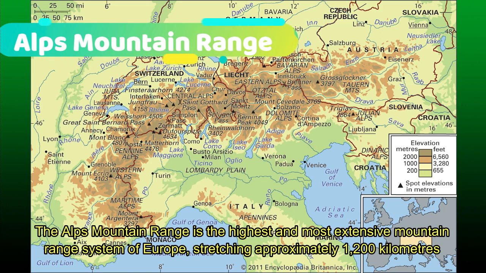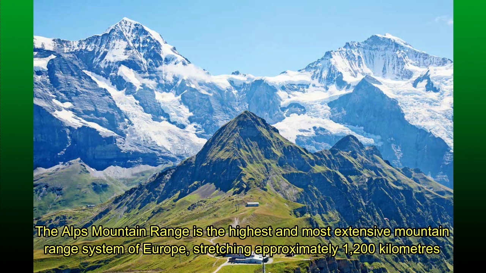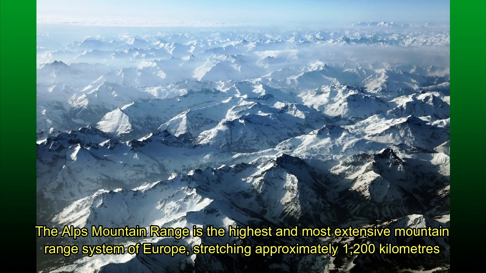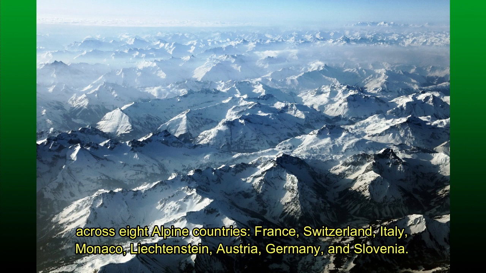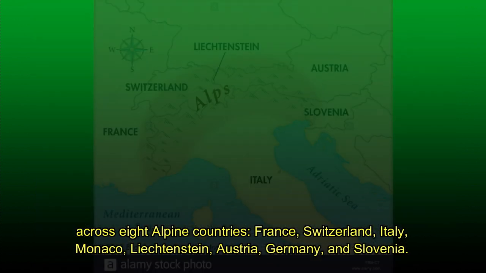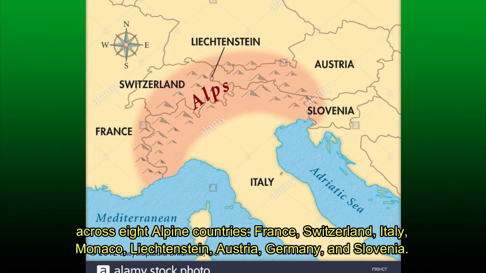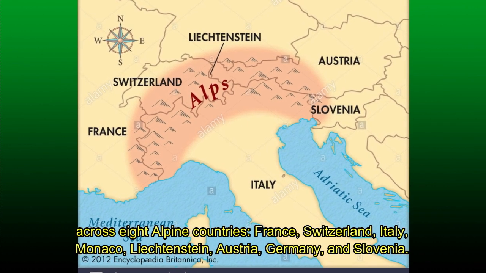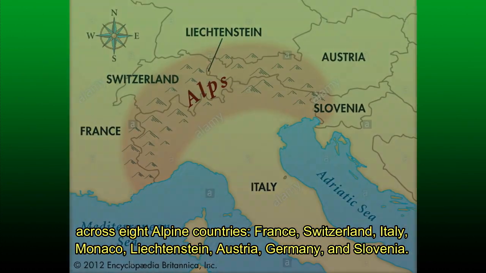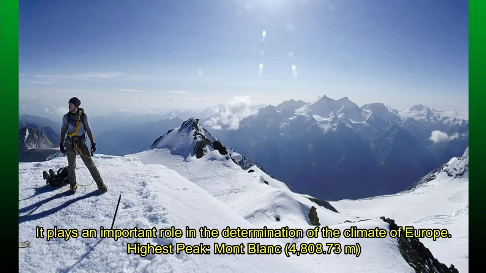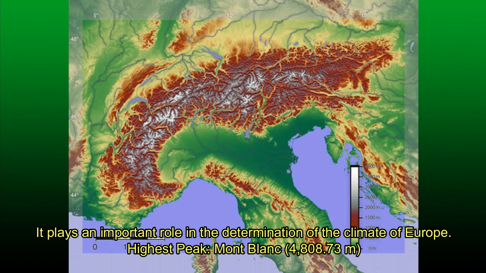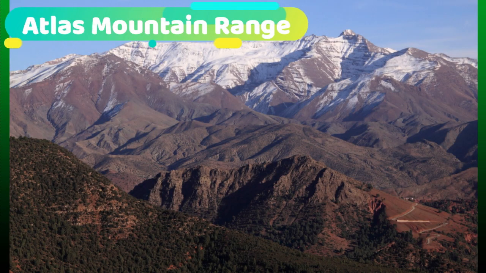The Alps Mountain Range is the highest and the most extensive mountain range system of Europe, stretching approximately 1,200 kilometers across 8 alpine countries: France, Switzerland, Italy, Monaco, Liechtenstein, Austria, Germany, and Slovenia. It plays an important role in the determination of the climate of Europe. Its highest peak is Mont Blanc, 4,808.73 meters. The Atlas Mountain Range.